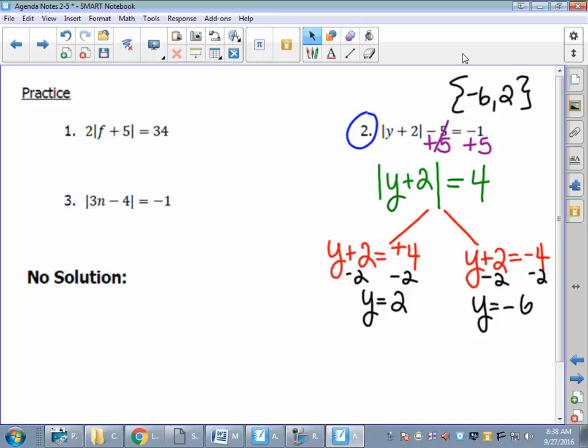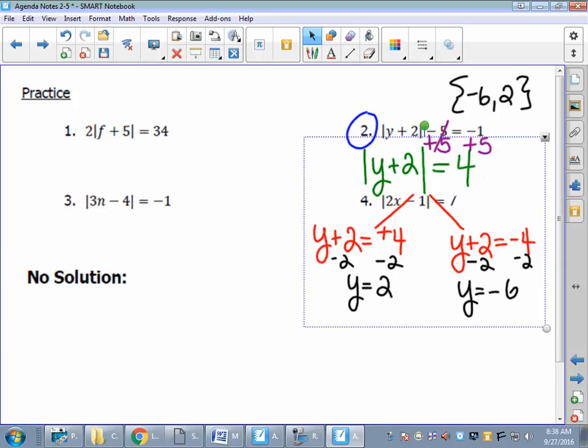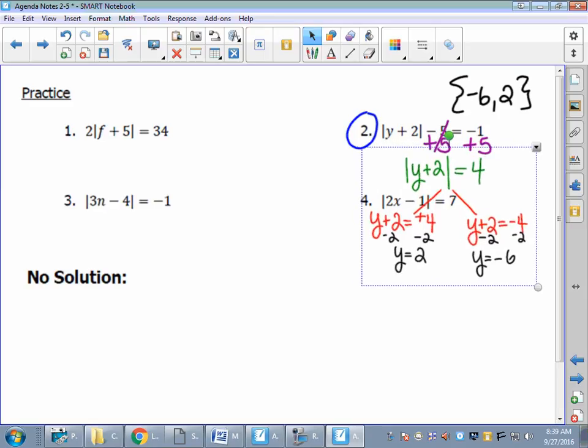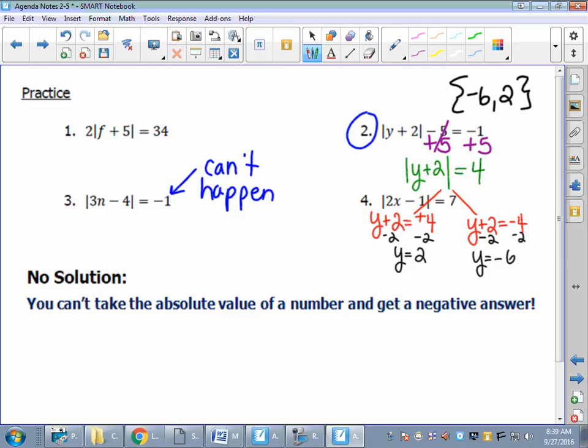There is one trick problem, and I'm going to refer to problem number 3 for it. Notice how problem number 3 says we take the absolute value of 3n minus 4, and that should equal a negative 1. Well, anytime we take an absolute value of a number, do we ever get a negative? Can't happen, right? The answer is no solution, because you can't take the absolute value of a number and get a negative answer. So you could save yourself some work here. If you look at problem number 3 and it says the absolute value of 3n minus 4 equals negative 1, you could be like, can't happen. You can never take the absolute value and get a negative answer, so you know your answer for problem number 3 is no solution.